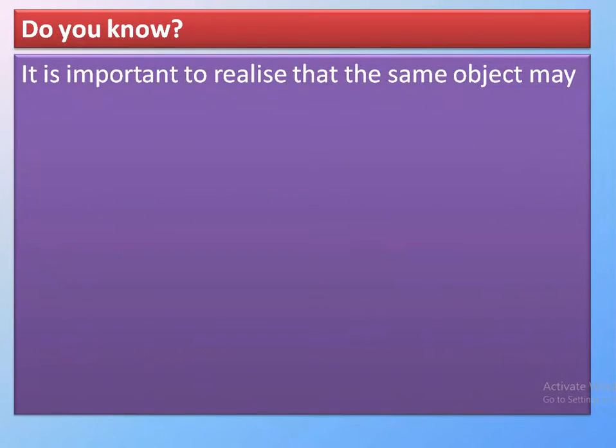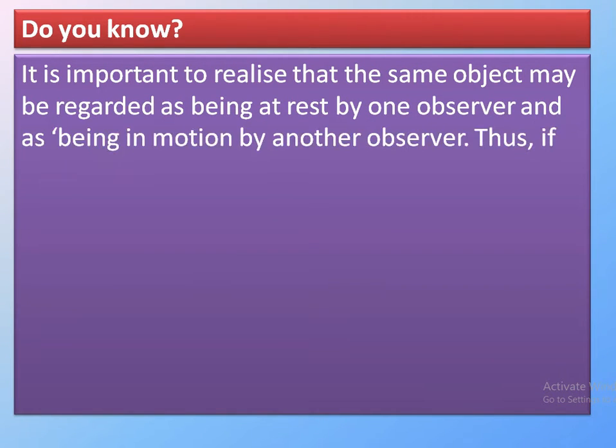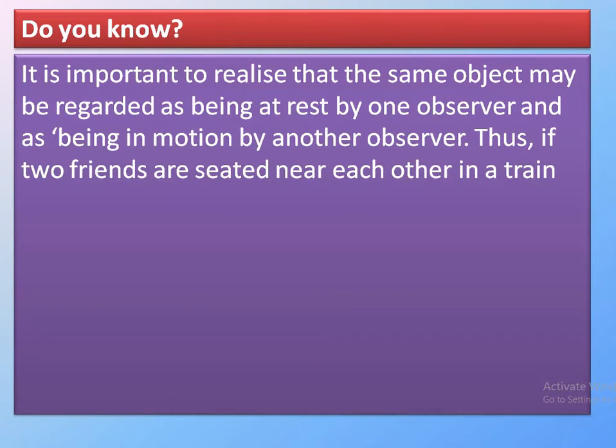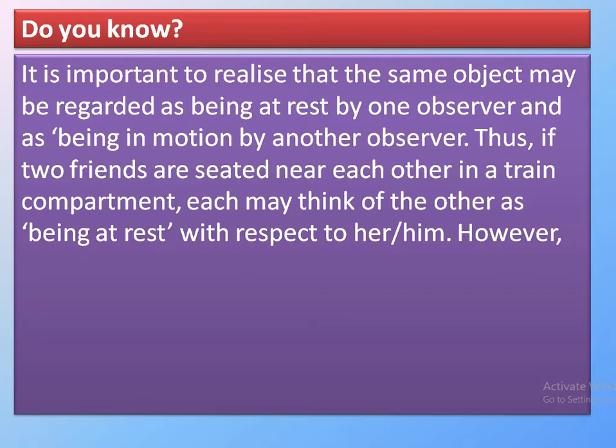Do you know, it is important to realize that the same object may be regarded as being at rest by one observer and as being in motion by another observer. Thus, if two friends are seated near each other in a train compartment, each may think of the other as being at rest with respect to her or him.